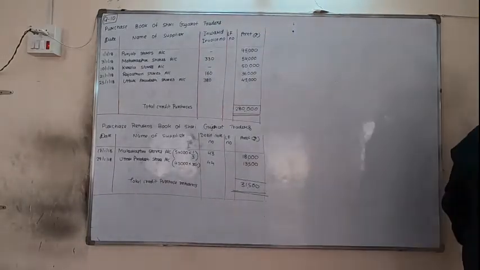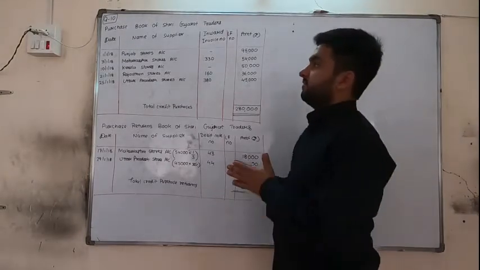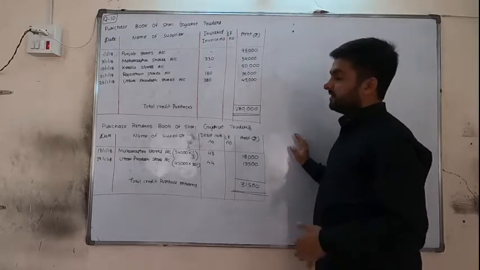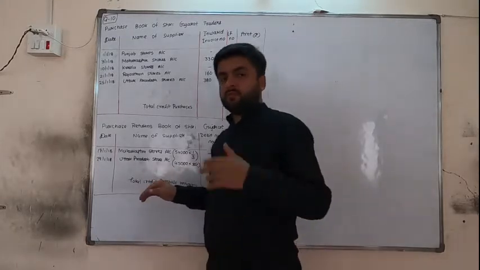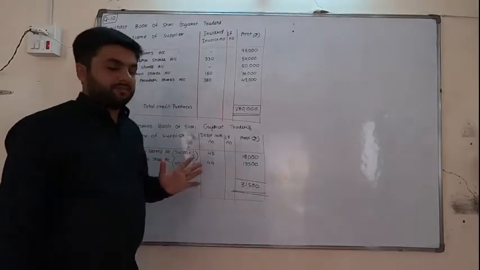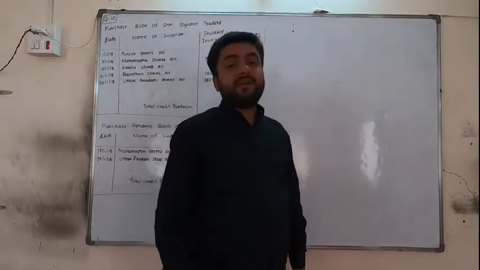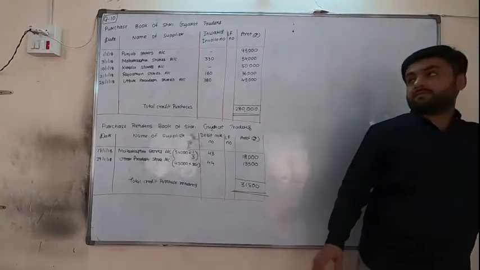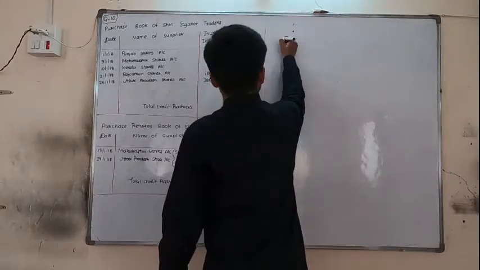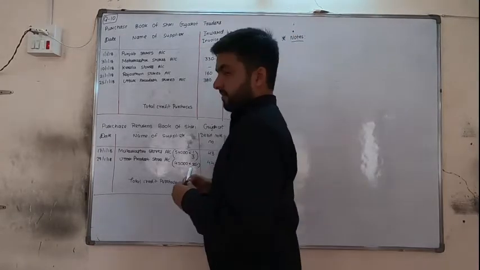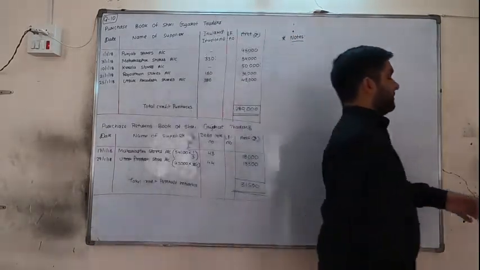Okay, so friends, we have completed this sum where purchase and purchase returns books were there, and mostly when two books are asked together, it will be simple only, it will not be with columns. Now next we are going for the sales return book. Let's write the notes before I forget. The sum is not over actually, I am sorry. We'll write the notes.